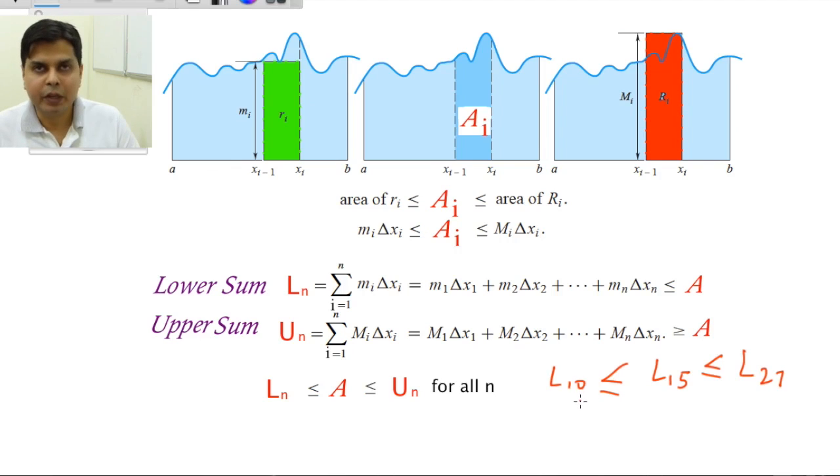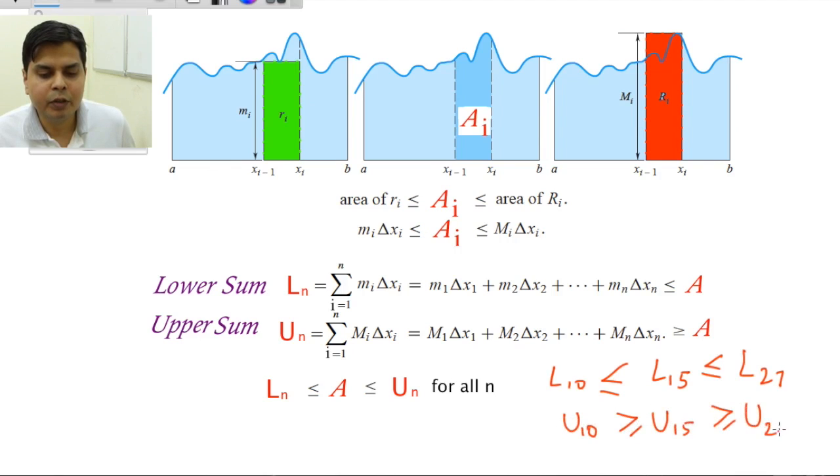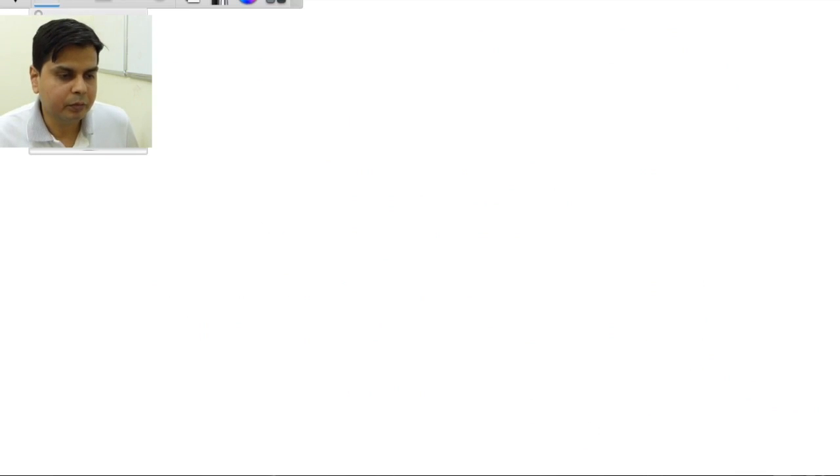Non-decreasing meaning they can remain constant at one value, or they can increase, but under no circumstance are they going to decrease. Similarly for the U's, I will show that U10 will be greater than or equal to U15, or greater than or equal to U27 or anything. Meaning these U's will form a non-increasing sequence. So let's see how they function.